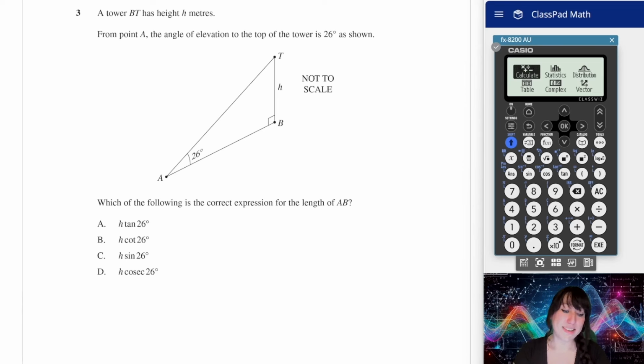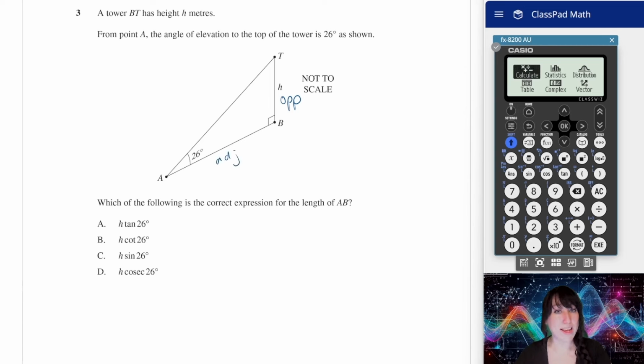Okay, question 3 says a tower BT has height h meters. From point A, the angle of elevation to the top of the tower is 26 degrees as shown. Which of the following is the correct expression for the length of AB? So this diagram forms a right-angled triangle. For that angle, the tower, TB, which is labeled H, is the opposite side. And AB, which we're being asked for, is the adjacent side.